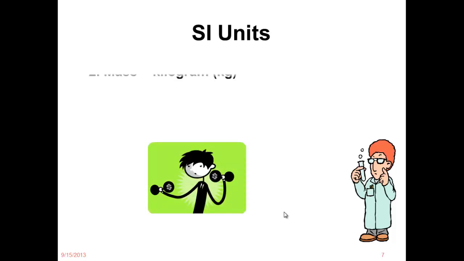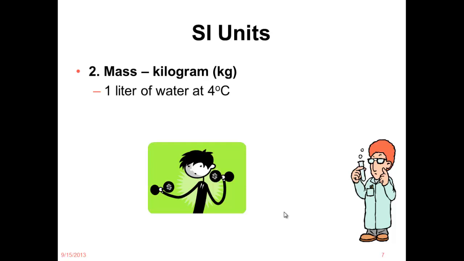The second System International unit is for mass, and it's called the kilogram. The symbol for kilogram is kg. A kilogram was defined as the mass of 1 liter of water at 4 degrees C. We know that water freezes at 0, so this is just above the freezing point, so it's pretty cold water. We also need to know that 1 kilogram is equal to 1,000 grams. And grams are actually the metric base unit for mass. And we'll talk about that at the end of this PowerPoint as well.